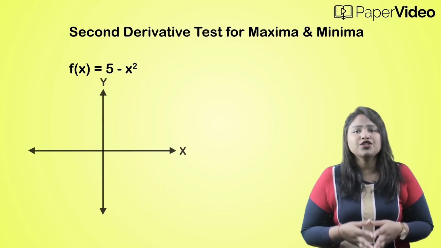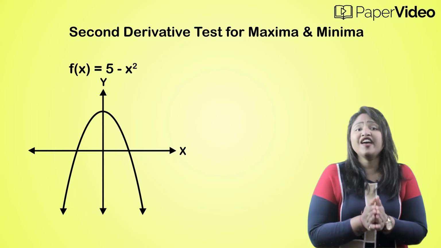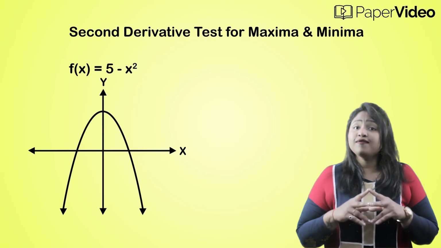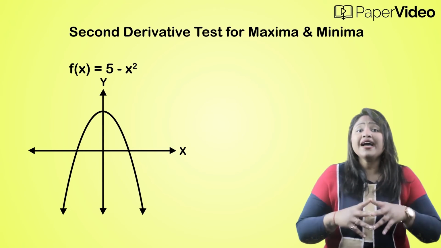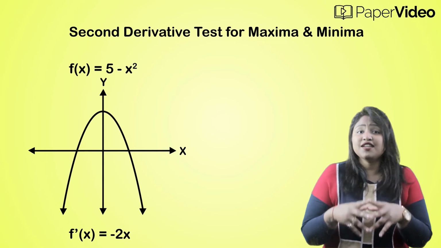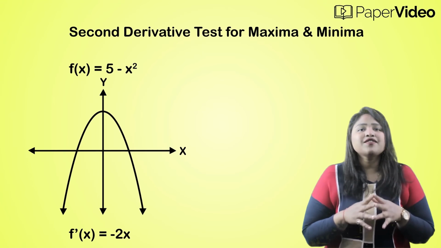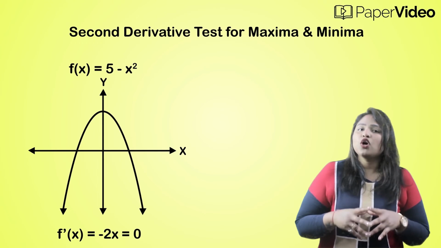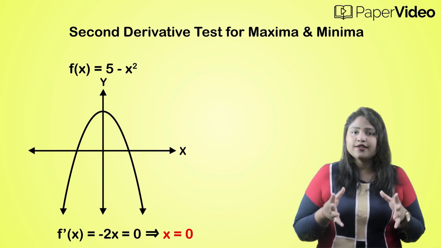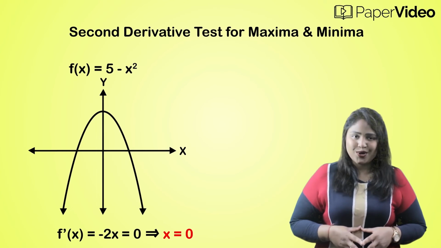Suppose we have a function f of x equals 5 minus x squared. To determine the maxima and minima of this function, first find the critical values of the function. For this, find the derivative. Set the derivative equal to 0. Solve the equation for the critical values. As we can see, the critical point is x equals 0.